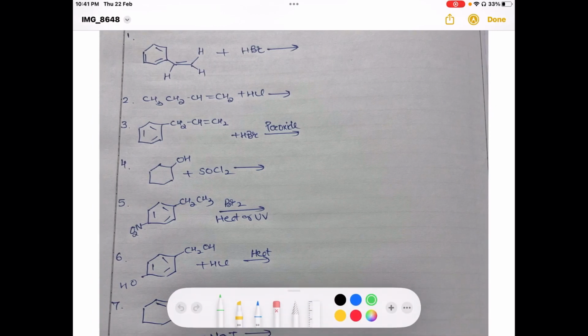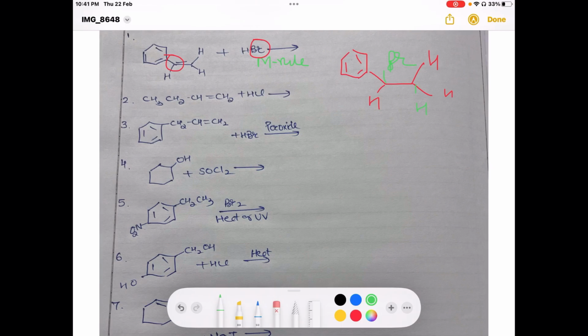to this unsaturated compound. So here we apply the Markovnikov rule. According to the Markovnikov rule, the negative part, this Br part, gets attached to the carbon which has a lesser number of hydrogen. So in this case, the Br part comes here and H here.